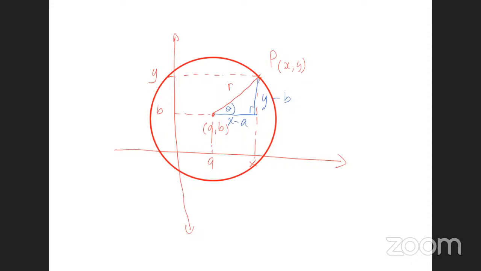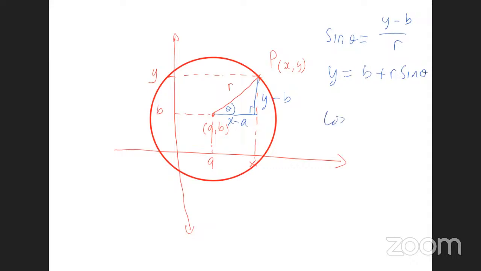Everybody okay with that? So quickly, what is sine theta? What is sine theta? Opposite over r. Are you okay with that? So if I rearrange that, can I get an equation for y? Yeah? Y is equal to b plus r sine theta. Are you okay with that?